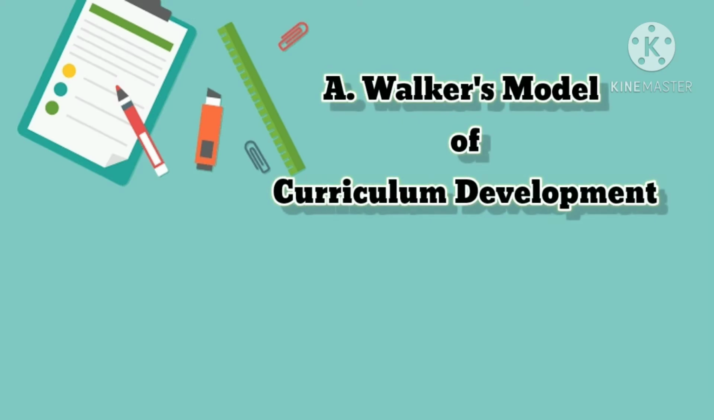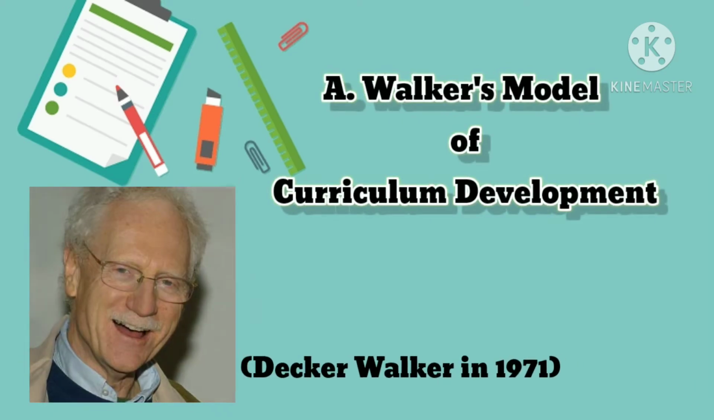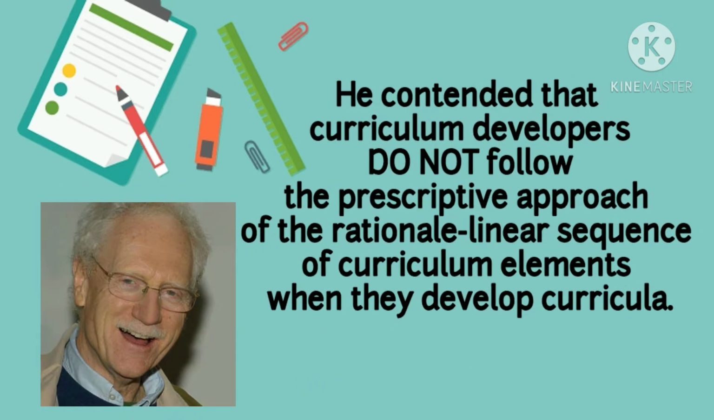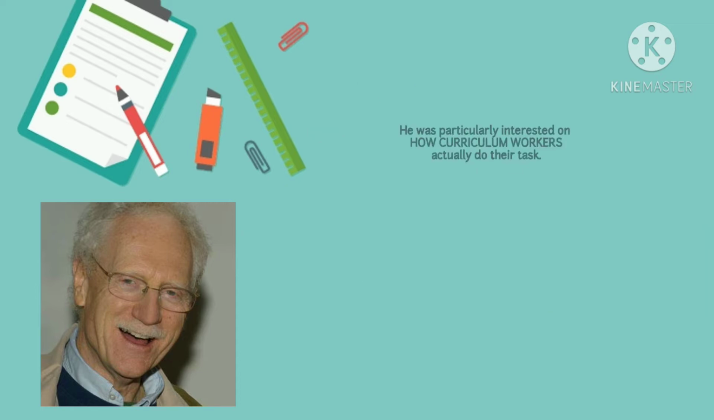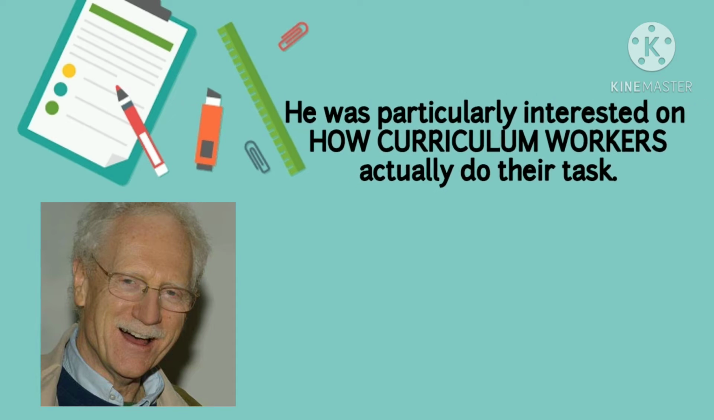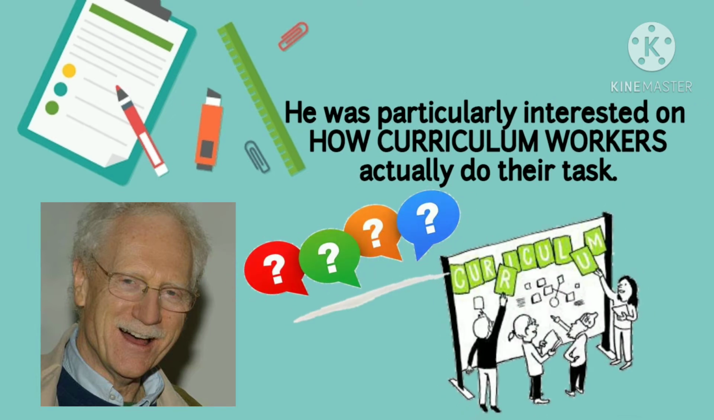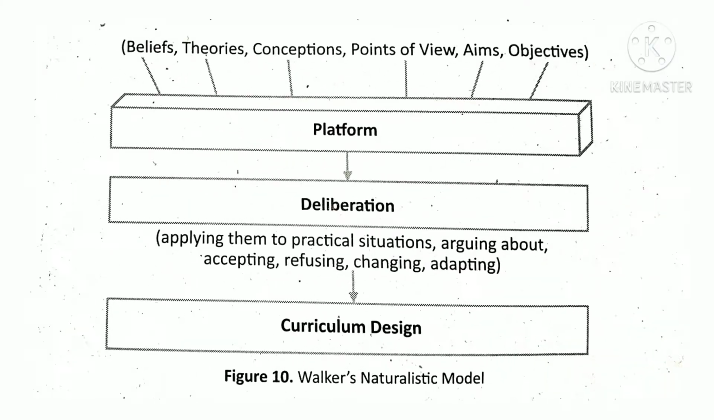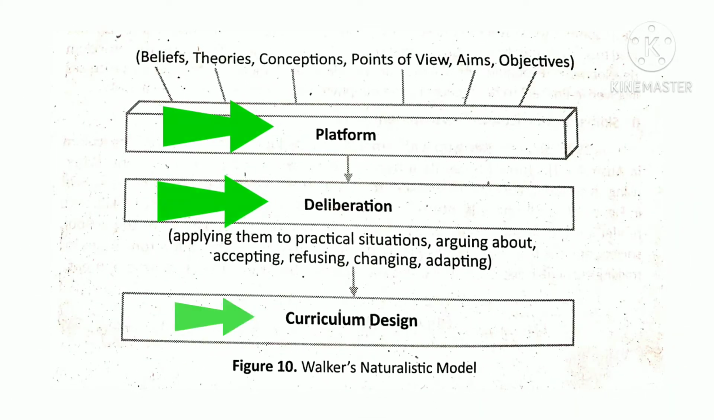Walker's model of curriculum development. Walker developed a model for curriculum development, first published in 1971. Walker contended that curriculum developers do not follow the prescriptive approach of the rationally linear sequence of curriculum elements when they develop curricula. In this model, Walker was particularly interested in how curriculum workers actually do their tasks in curriculum development. Walker's model has three phases, which he termed platform, deliberation, and design.